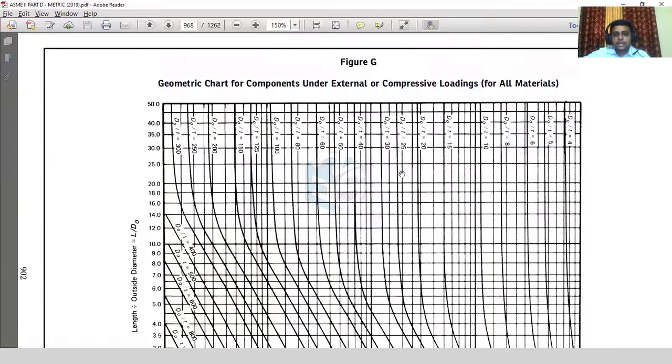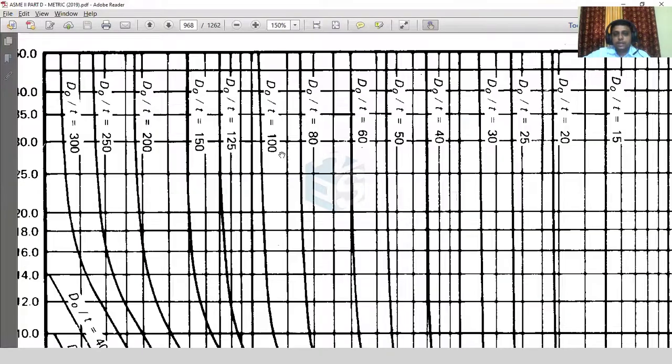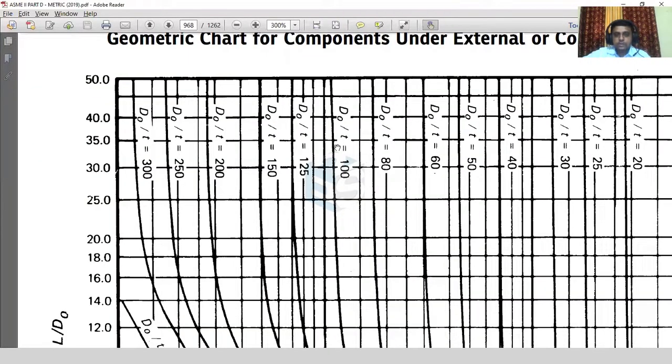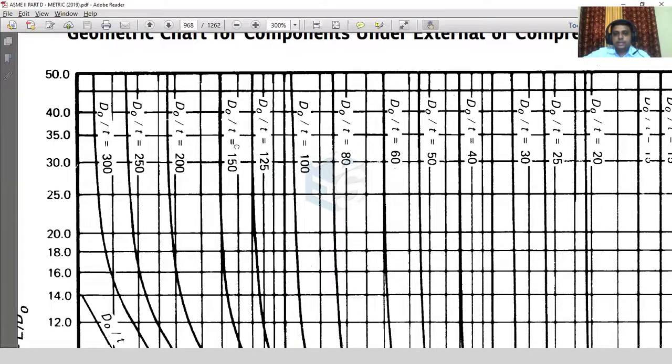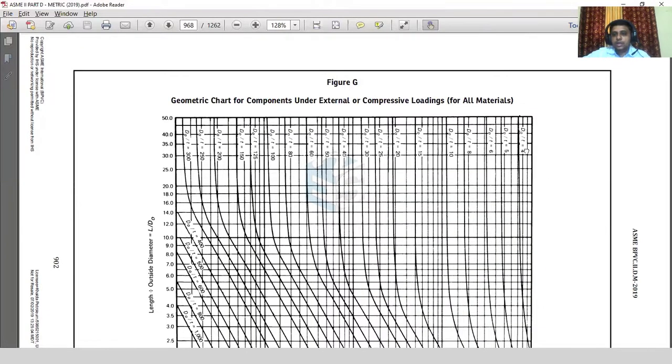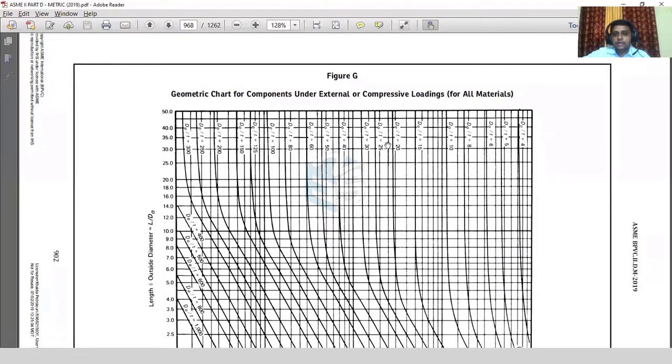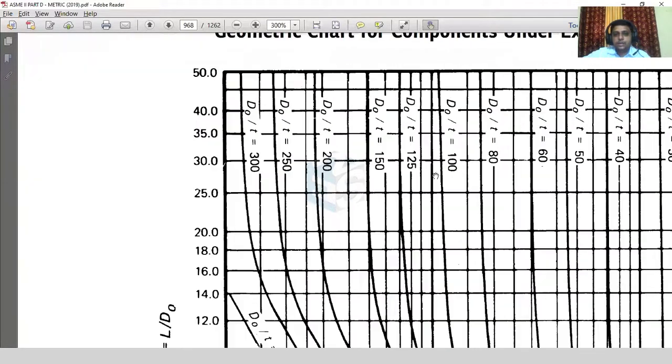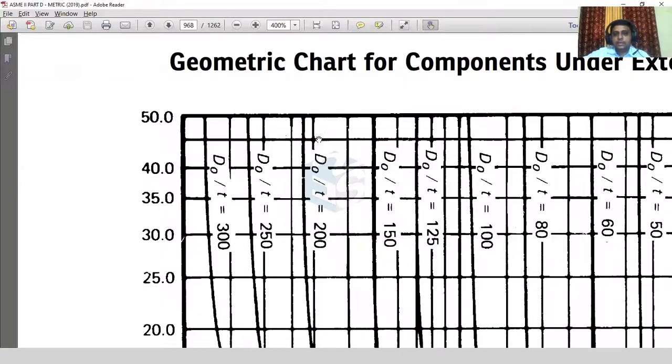So in our case, our DO by T value is 156.3. You can see here that the minimum DO by T value given is 4. If it is below 4, we cannot have the intersection. Above 4, our value is 156. The lines are 40, 100, 150 and 200, so our value lies in between 150 and 200.